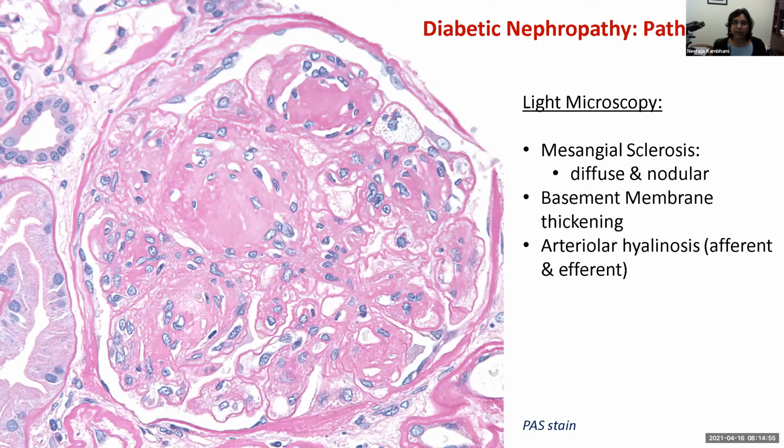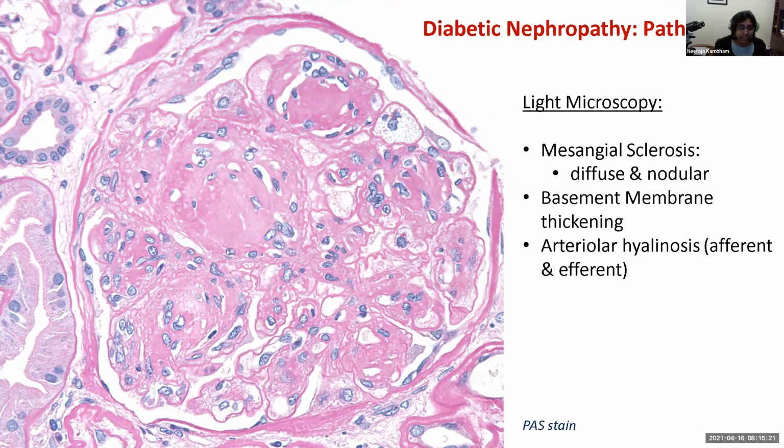So this is one of the classic features that we see in pathology on a kidney biopsy. This is what we call light microscopy, and the stain you're seeing here on the screen is called a PAS stain, which highlights the fibrotic areas and the basement membranes in bright pink color. So what you're seeing here is a glomerulus, which is clearly much larger than normal.